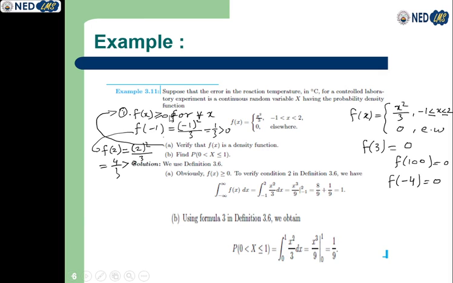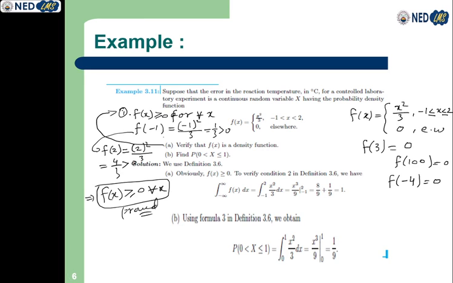For example, the first property: f of x is greater than or equal to 0 for all values of x. So prove that f of x is greater than or equal to 0 for all values of x. The first property has been proved. Now we are going to prove the second property.